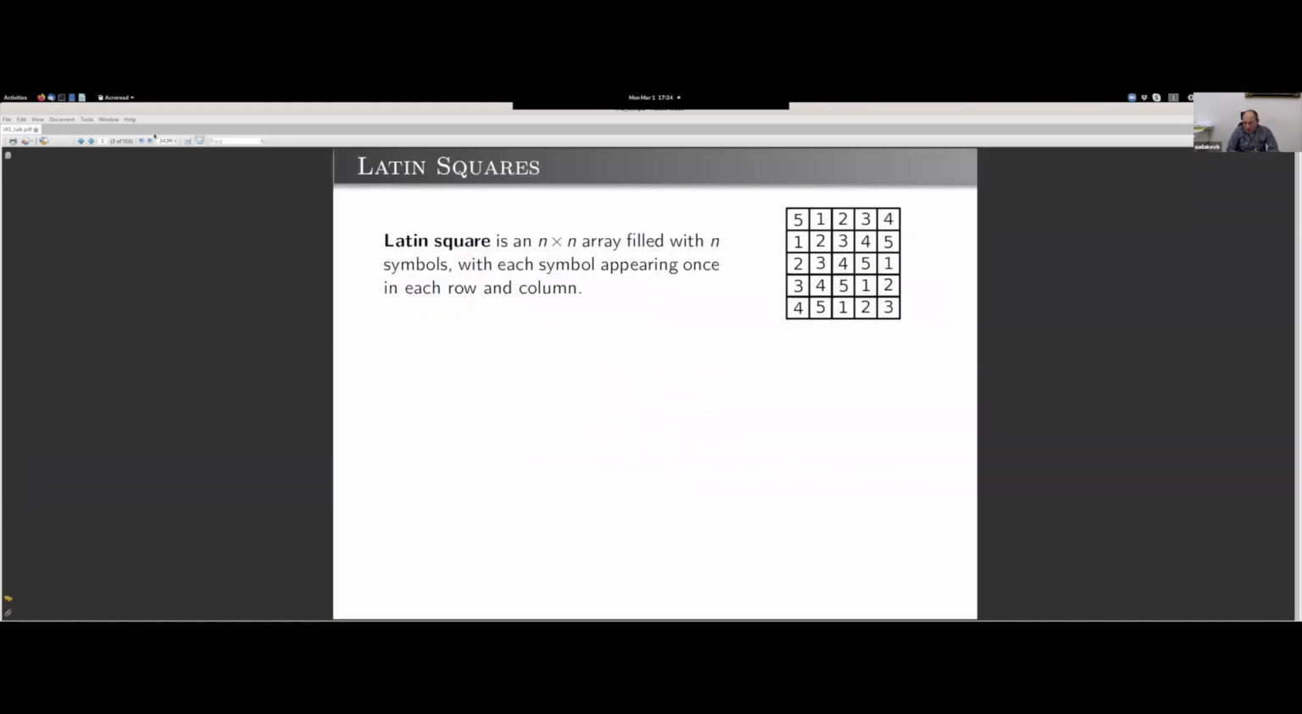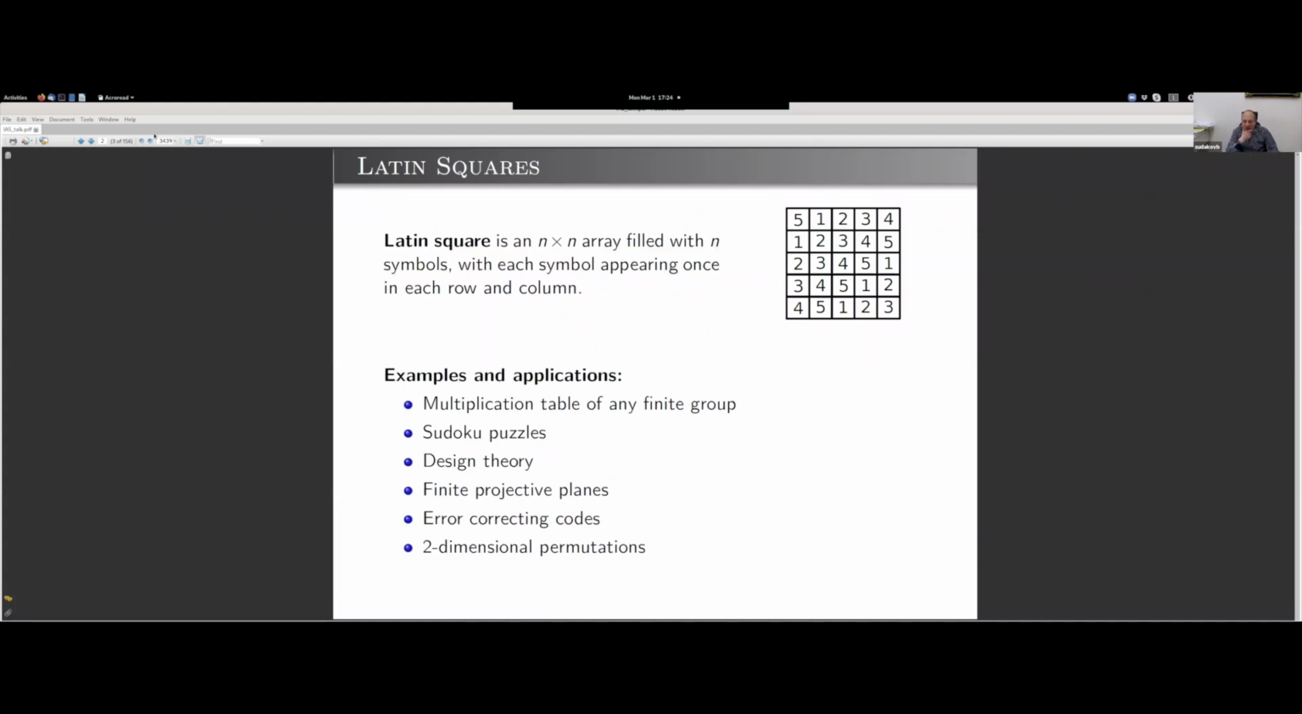A Latin square, let me start with the definition, is an n by n array filled with n symbols, where each symbol appears precisely once in every row and column. You're probably familiar with Latin squares from Sudoku puzzles or multiplication tables of any finite group. But Latin squares also appear in design theory, in finite projective planes, in error correcting codes, and two-dimensional permutations, to name just a few.